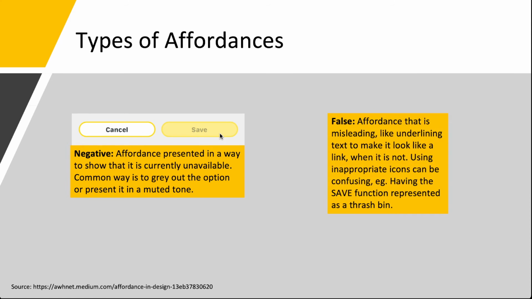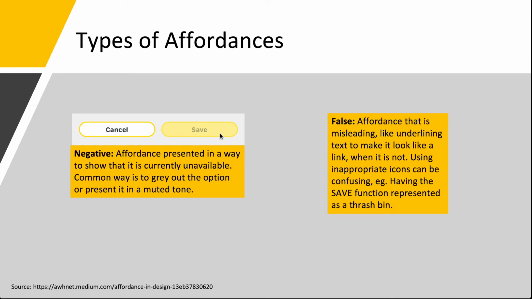Okay. Next, you have false affordances. Okay, affordance is misleading, like underlining text to make it look like a link when it's not. Using inappropriate icons. Okay, so having the save function represented as a trash bin. Yeah, the save function is usually the picture of a diskette from our times in the 90s.